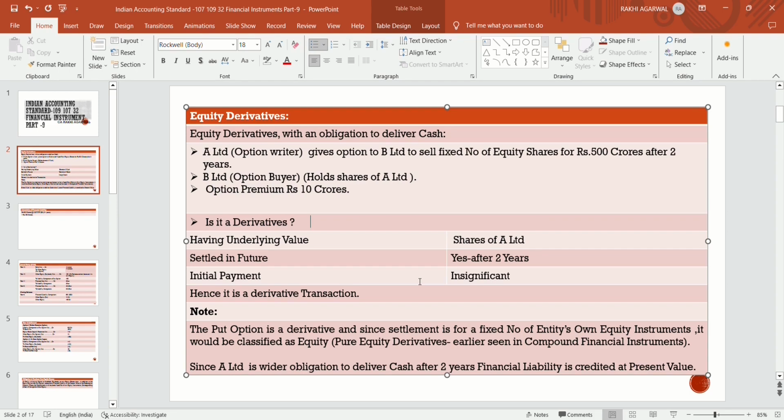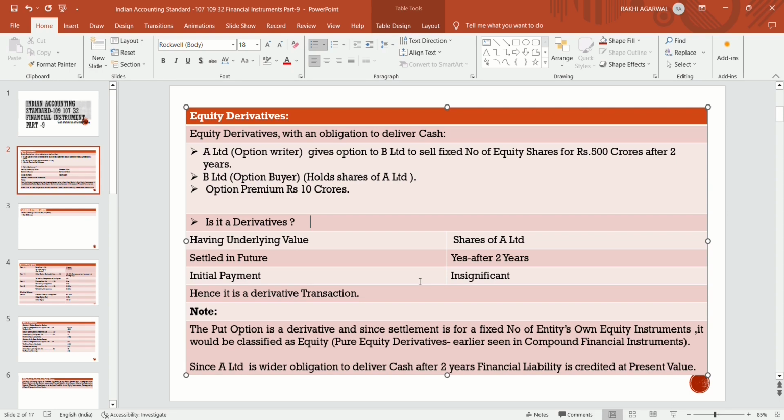Exemption is provided as per Ind AS 109 to the non-financial instrument in case it is settled on a gross basis. Then we had discussed the various accounting treatments in case of option holders and option writers. Then we had discussed the concept of non-financial instruments. This we had discussed in our last discussion. Today we are going to discuss equity derivatives, how an equity derivative is to be measured, and how it is to be accounted for as per the standard.